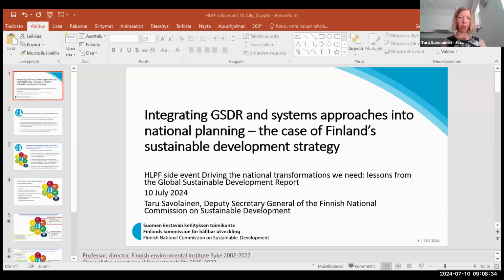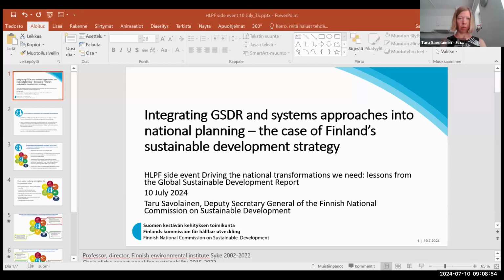So what I wanted to talk about is Building Finland's, and particularly the Finnish National Commission's strategy for 2022 to 2030, along the lines of the recommendations of the GSDR 2019 edition particularly.